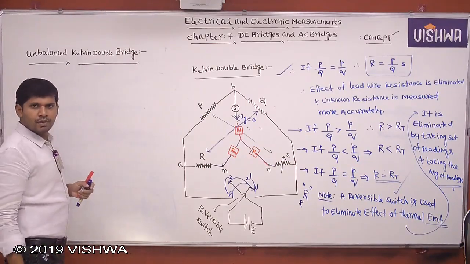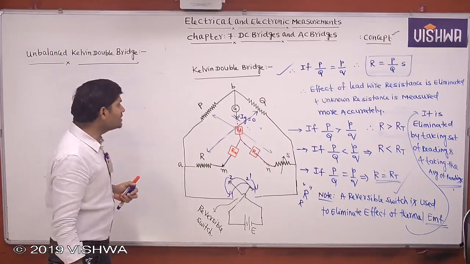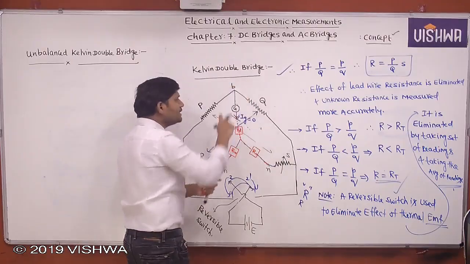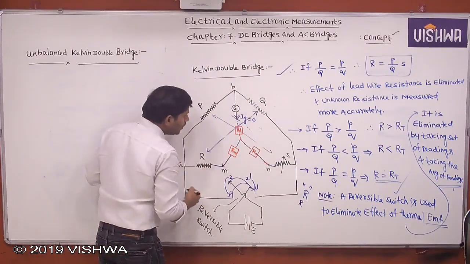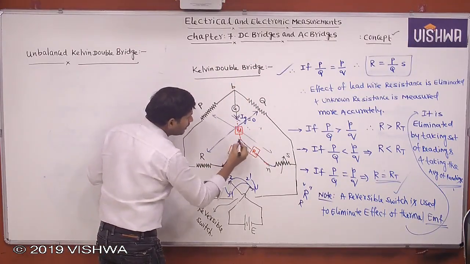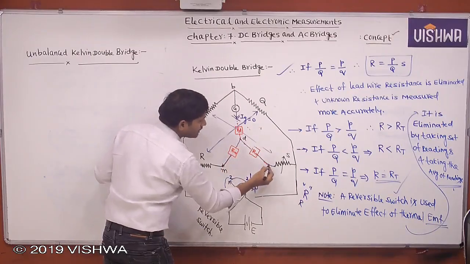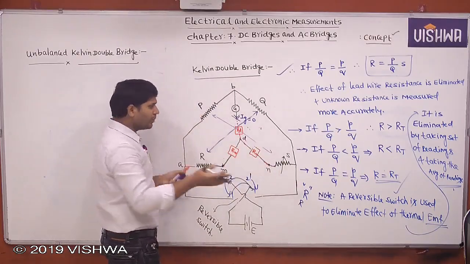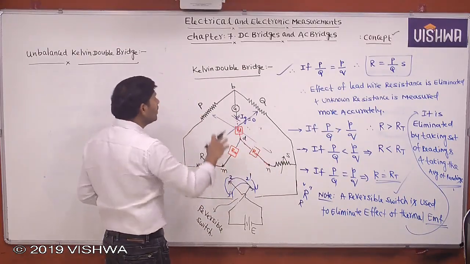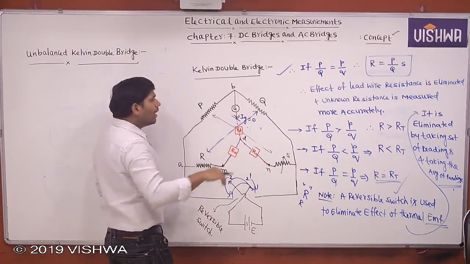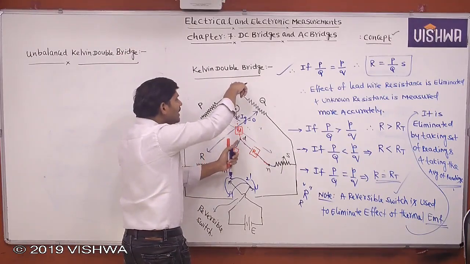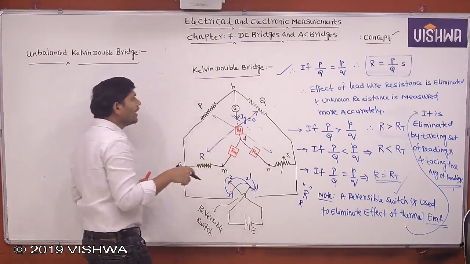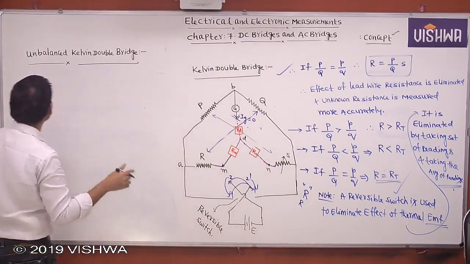If the bridge is under unbalanced condition, there is a current through the galvanometer and a voltage is induced across the galvanometer. We know that this is M, this point is D, and this point is N. Under unbalanced condition, let us assume there is a voltage induced across the galvanometer. Then I want to find what the voltage induced across the galvanometer is.